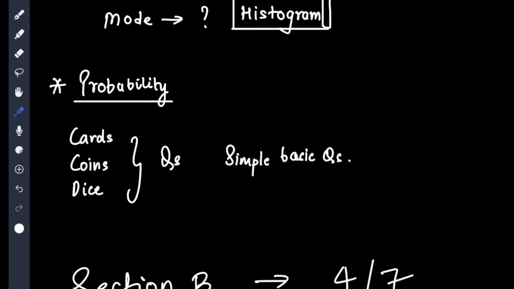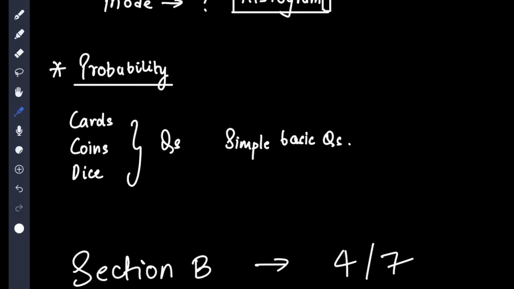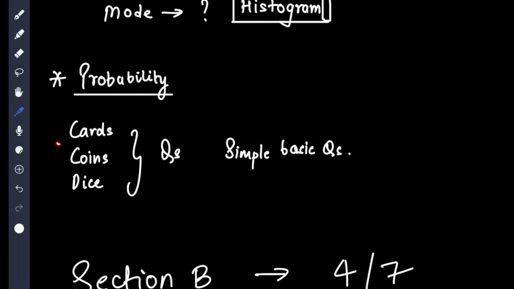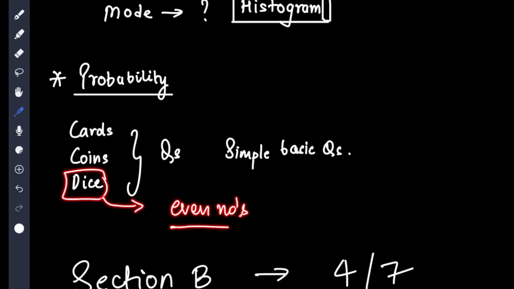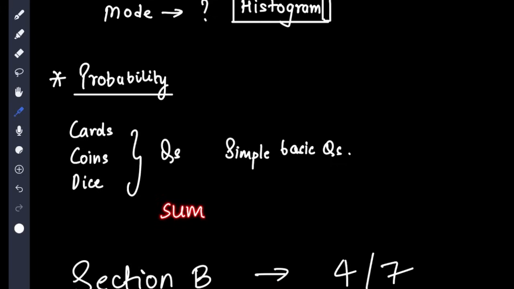Probability, again, a very easy topic. Simple basic questions are asked from this part. So, cards question, coins, dice. You should be familiar with the cards that are there in this set, and dice questions. They'll ask you even numbers, the probability of even numbers, or maybe the sum will be 6. So you'll have to make a solution set where the sum is 6.